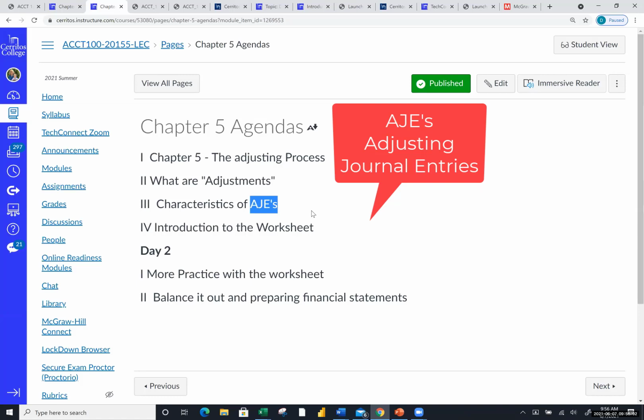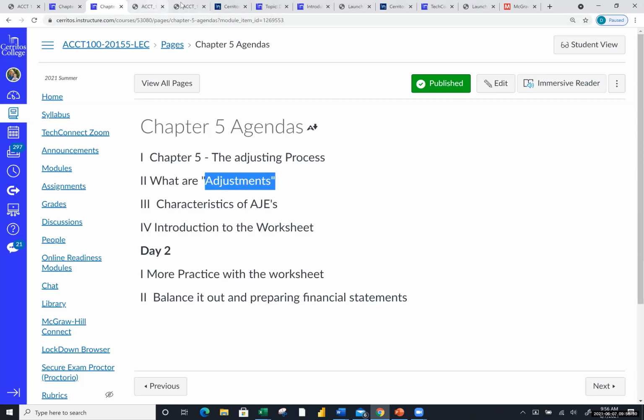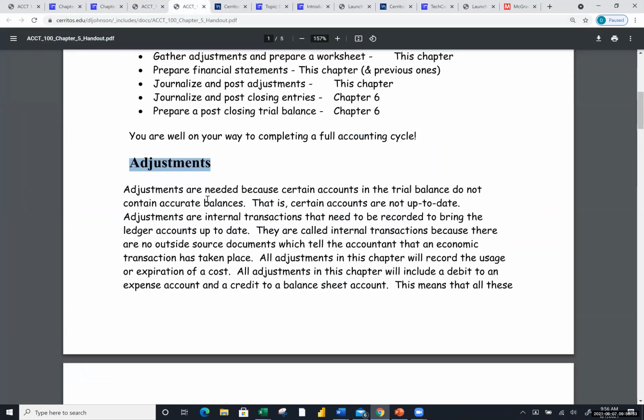And then to make the math go a little bit easier, we're going to introduce you to this thing called a worksheet. It's an internal document. That means it stays inside the company, and it's used to pull together the adjustments and to give the owner a preview of what his or her financial statements might look like. So the start off to this chapter is understanding what an adjustment is. So before I go and jump farther into that handout, does anybody have any questions? All right.